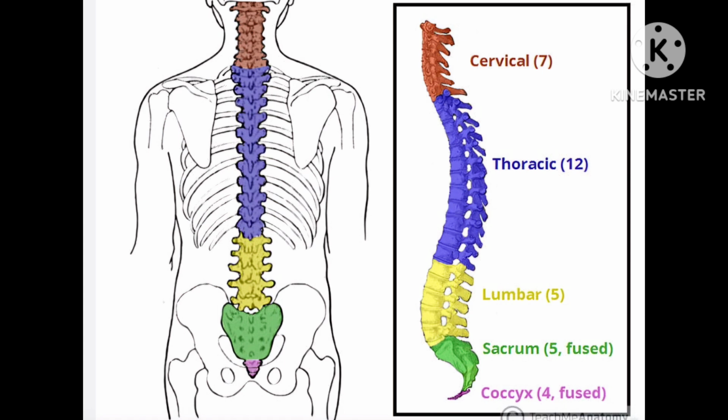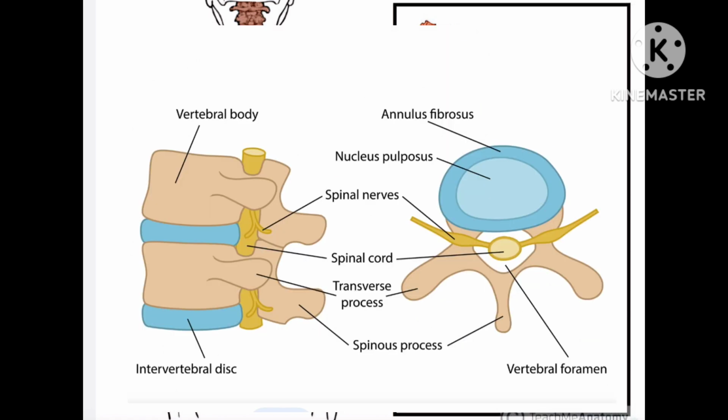In the sacrum and coccyx, actually at the time of birth there will be 5 bones in the sacrum and 4 bones in the coccyx, but later they fuse together and become one bone each. So we have one sacrum and one coccyx. So totally in an adult, we have 26 vertebrae, but if we count the sacrum as 5 and the coccyx as 4, we get 33 vertebrae.